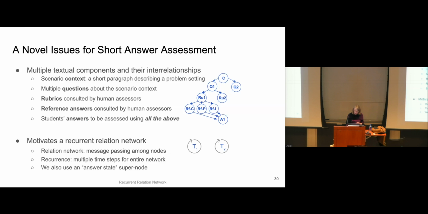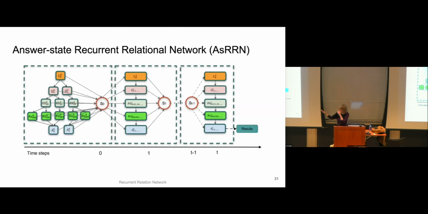But we also add in an answer state supernode. So this is more what our network looks like, our answer state recurrent relational network, ASRRN. We've got the context scenario at the top, then the questions underneath, then the rubrics and the reference answers, and then the student answers.